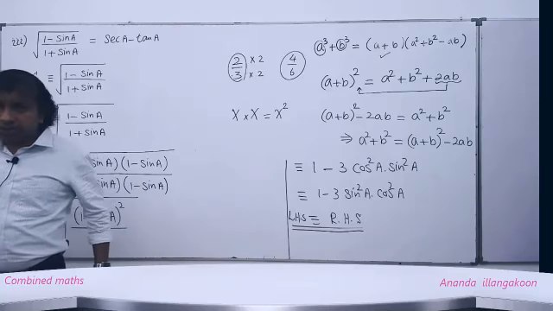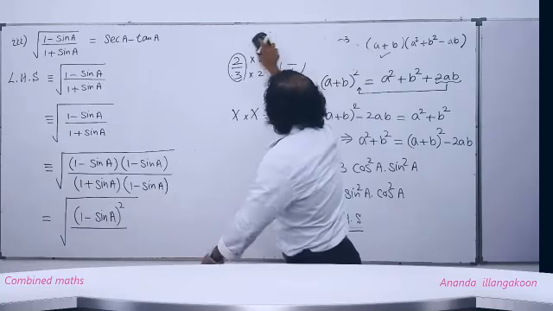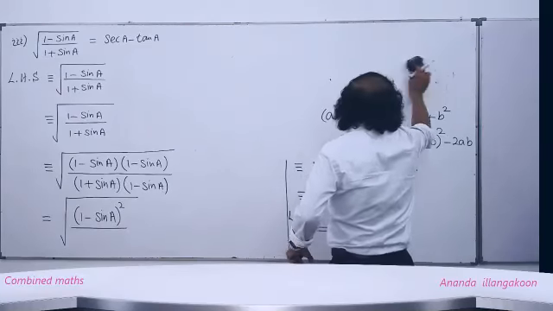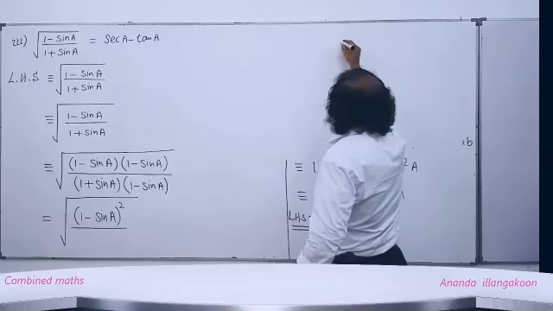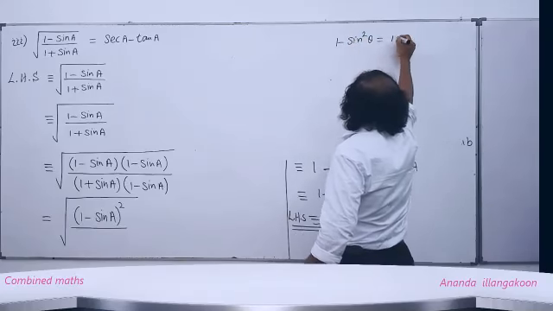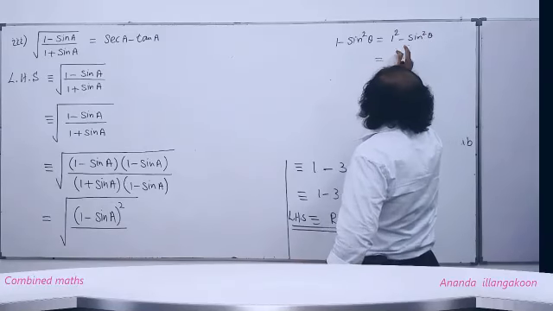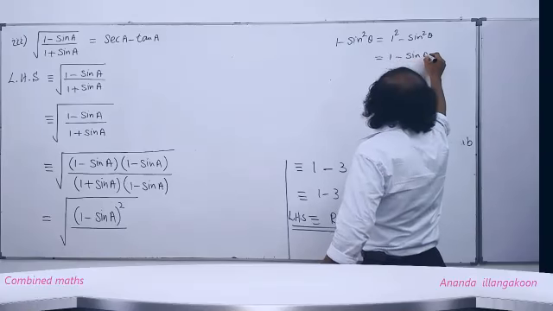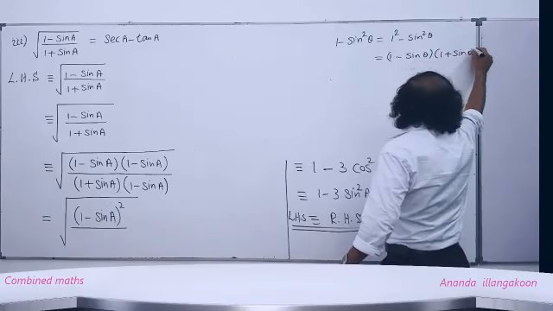Can you remember last week we learned 1 plus sin A into 1 minus sin A. What is that really? We wrote 1 minus sin squared theta. This one has 1 squared minus sin squared theta. Here, by considering this as a difference of two squares, we can write this as 1 minus sin theta into 1 plus sin theta.